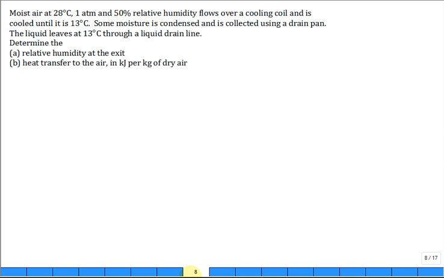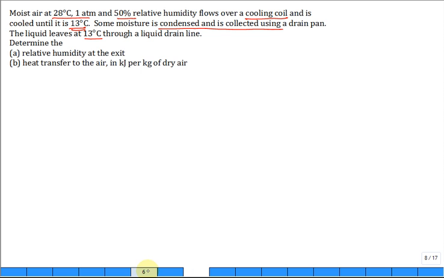Very similar, same inlet condition. It's flowing over a cooling coil, but now it's cooled to 13 degrees C. Last time it stopped at 20. Now it's cooled to 13. And moisture is condensed and collected using a drain pan, and then the liquid leaves at 13 degrees C through a liquid drain line. So determine the relative humidity at the exit.